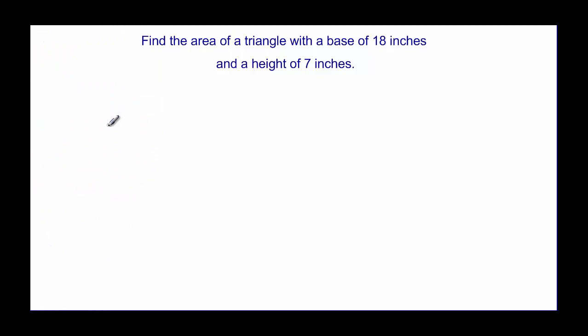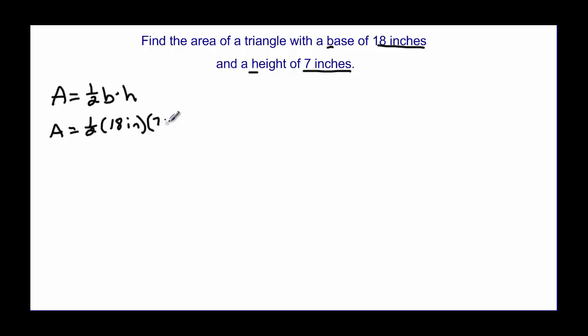So let's look at how we can translate and then use a formula. The area of a triangle with a base of 18 inches and a height of 7 inches. We're trying to find that area. Well, we need to know what the formula is. And the formula for area of a triangle is 1/2 the base times the height. So let's see what we have. We want to find the area, so that's A. And the base, b, is 18 inches. So I have 1/2 times 18 inches times the height, h, which is 7 inches.